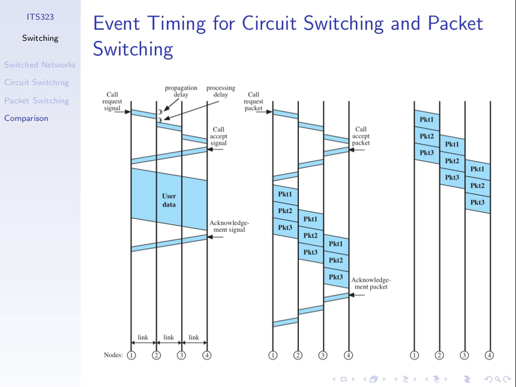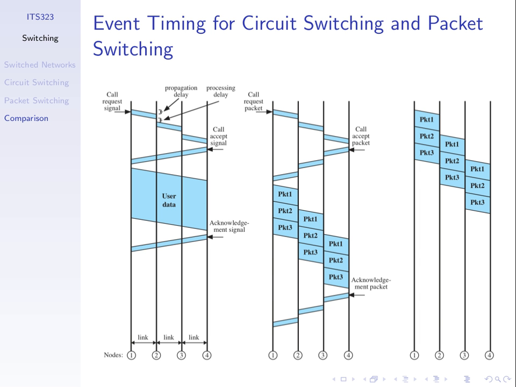This diagram shows circuit switching, virtual circuit packet switching, and datagram packet switching, our 3 techniques. And it shows the timing diagram for an example where we have 3 links. So a network with 3 links between source and destination. We'll come back to it in a moment, but we see the basic approach.